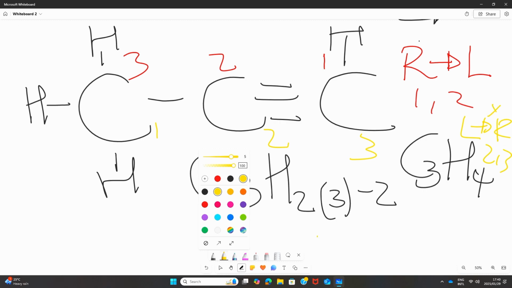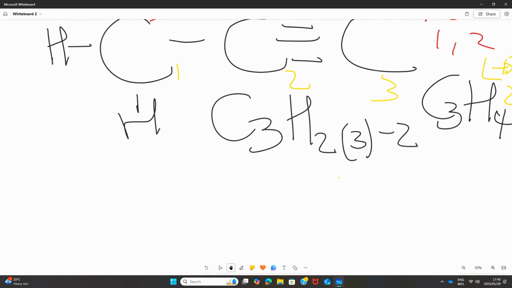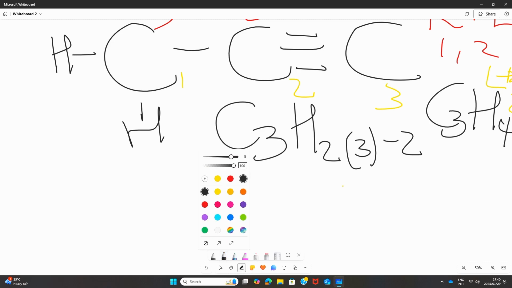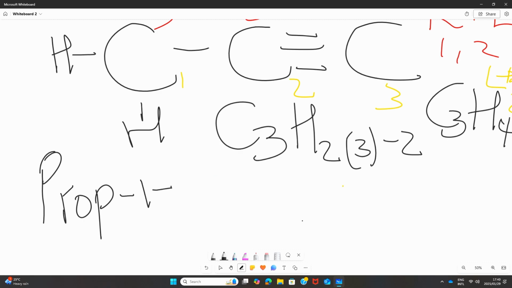We must always give priority to the functional group. So the correct name there would be prop, which is the prefix for 3 carbon atoms, and then between carbon 1 and carbon 2 we've got a triple bond. So we say prop-1-yne. This is how we name it.